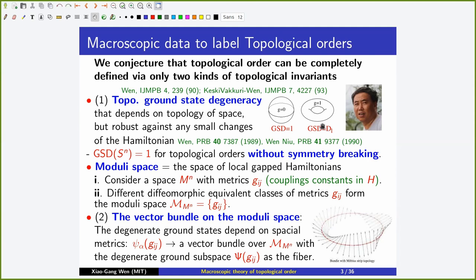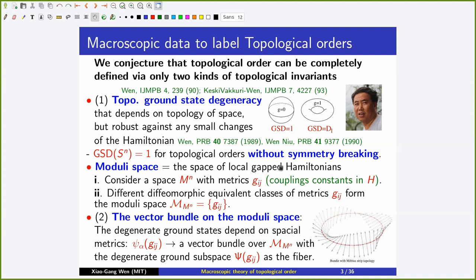So how do we extract more information? This more information is obtained by considering the so-called moduli space. The moduli space is basically just a space of coupling constants. However, it's not an arbitrary coupling constant. It's a coupling constant such that it gives rise to a gapped Hamiltonian. When you have some coupling constants, they may go through a transition where the system becomes gapless. Then we should remove the gapless points. After removing the gapless points, this space of coupling constants may have a nontrivial topology. Certain parts cannot be connected to other parts because you have to go through a gapless point.